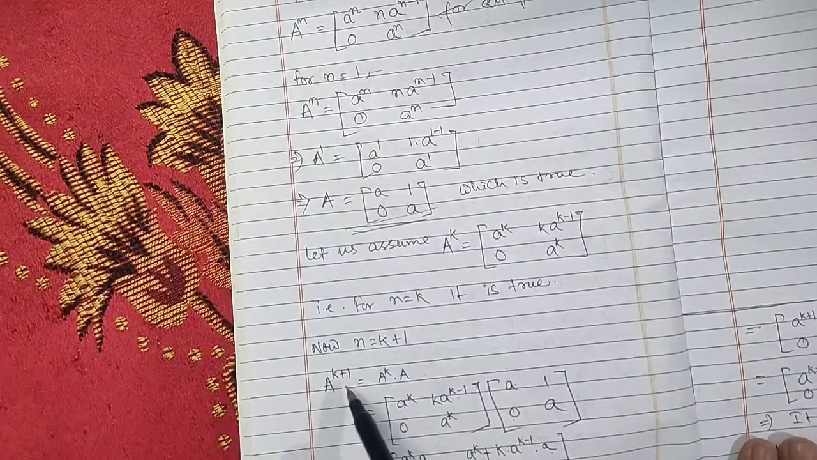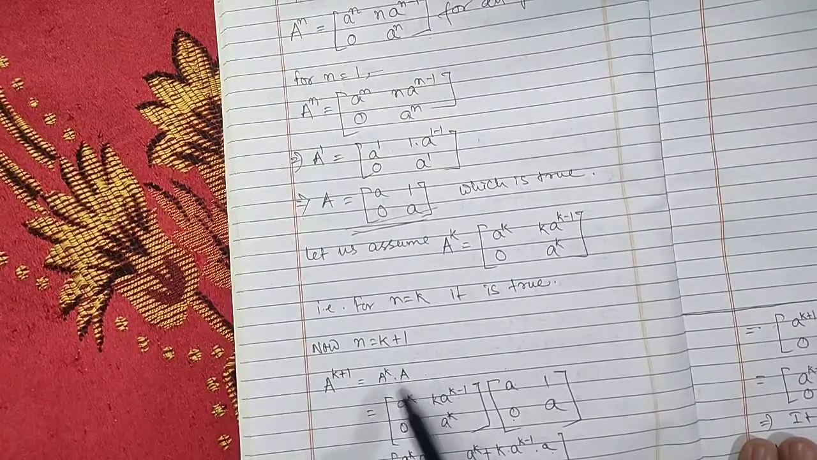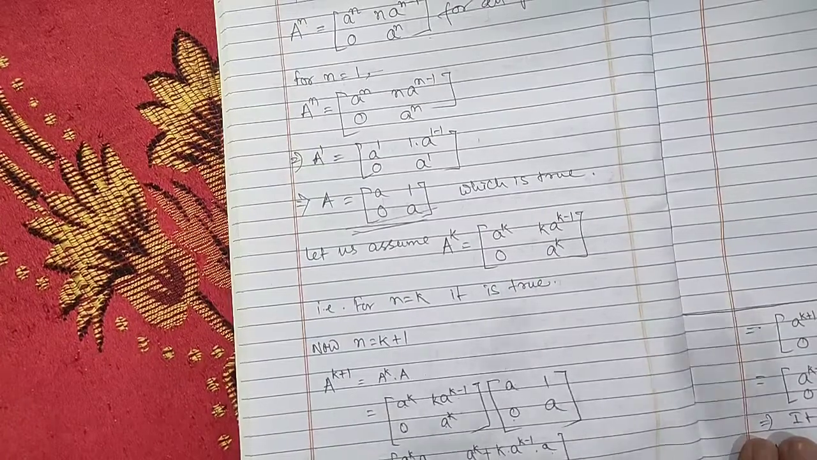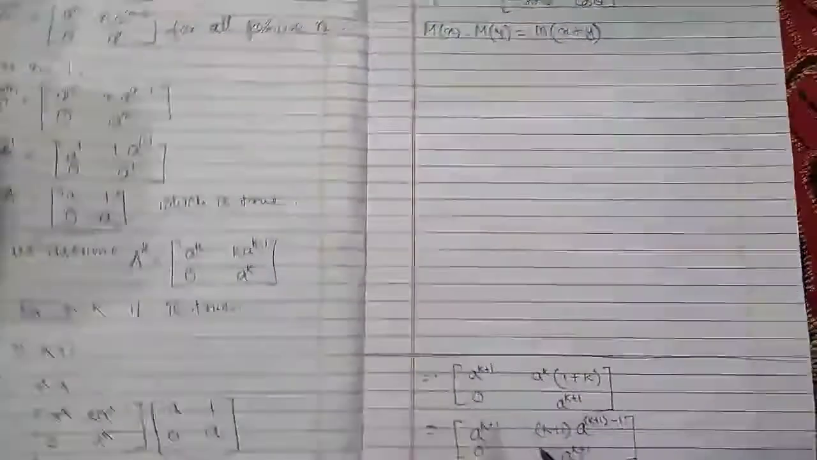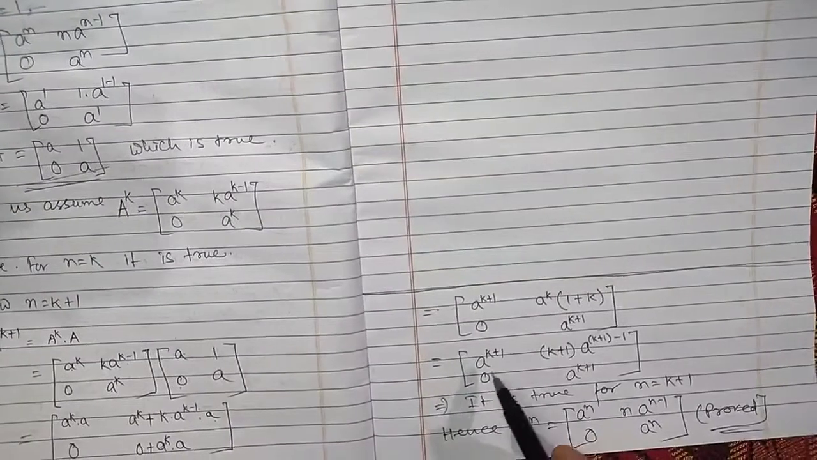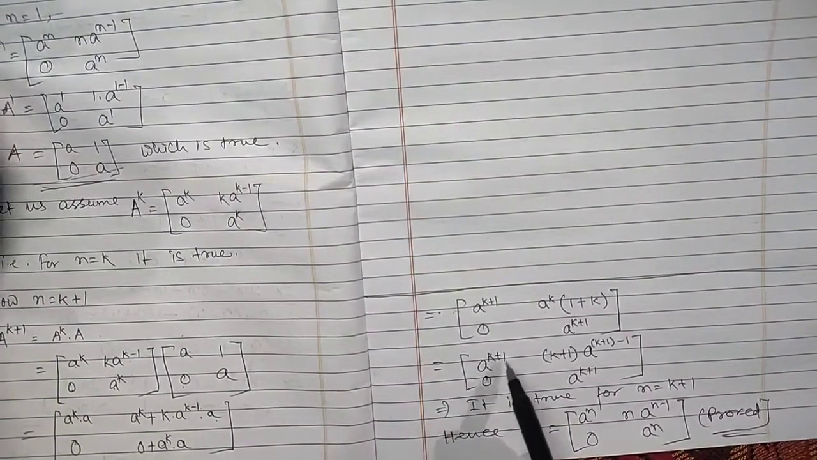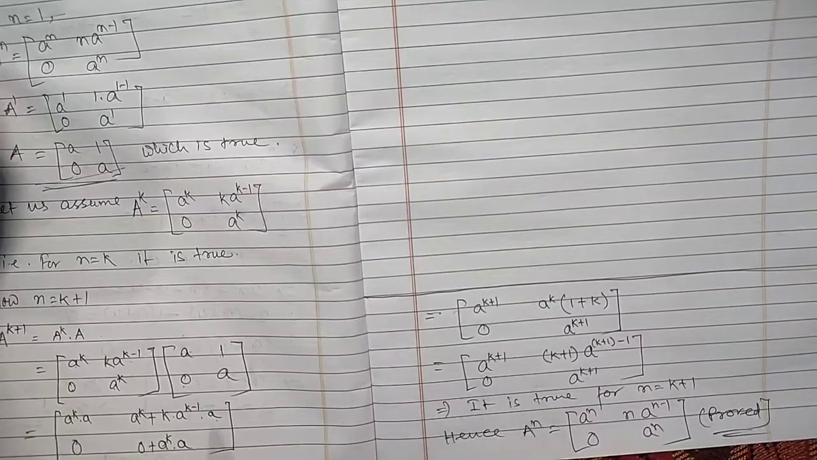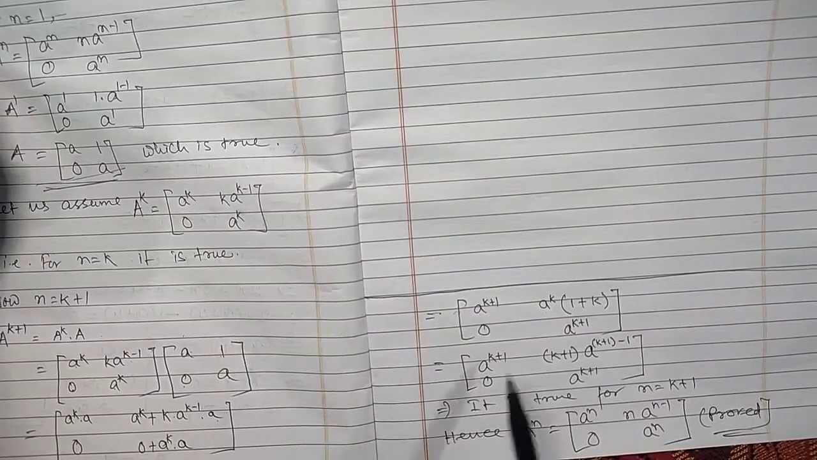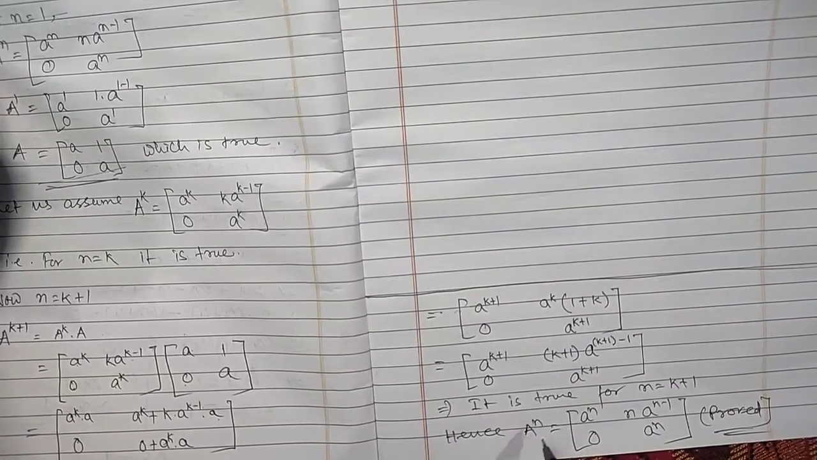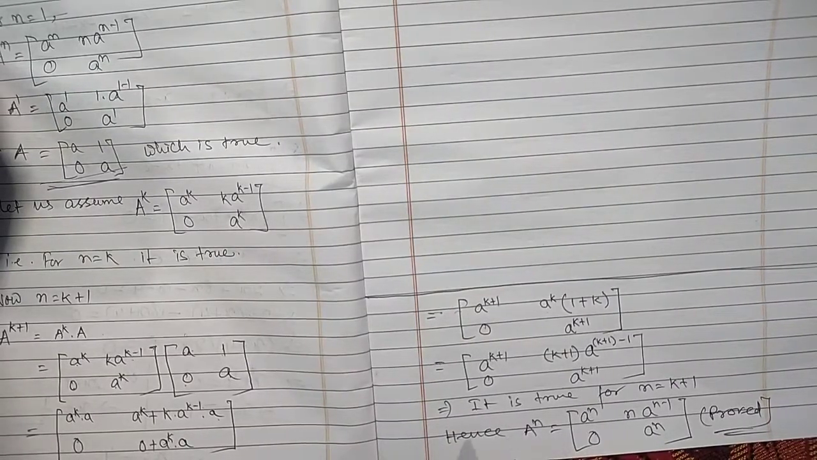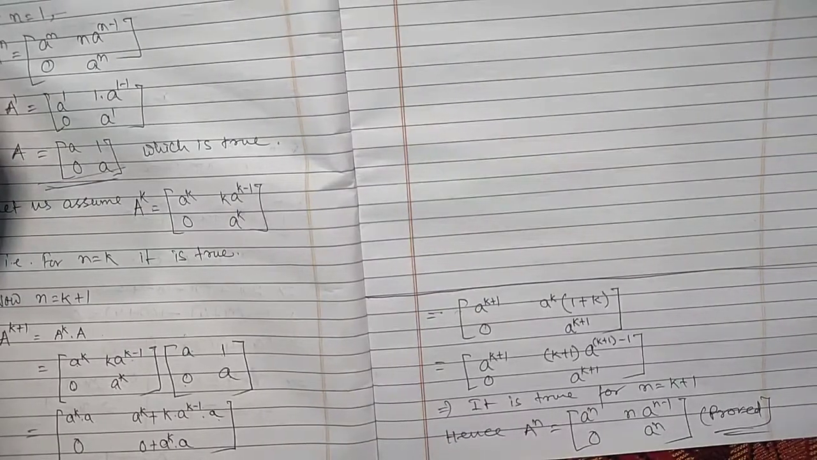For n equals k plus 1, A to the power k plus 1 means A to the power k into A. Now here we are performing matrix multiplication and we are getting this result. That means whatever we are getting, just in the place of n, k plus 1 is coming. So for n equals k plus 1 also it is true. Therefore, it is true for each and every positive n. So like this we have to prove.